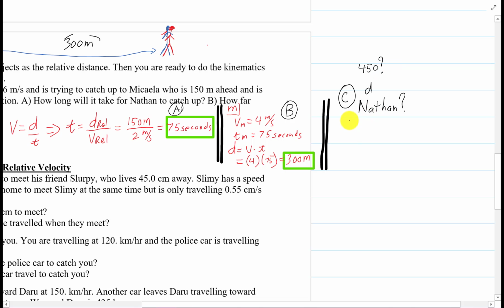Let's check it out. Velocity of Nathan was 6 meters per second. The time of Nathan was 75 seconds. So distance is velocity times time, or velocity of 6 times a time of 75. 6 times 75 is 450. So the distance of Nathan checks out. We're happy.